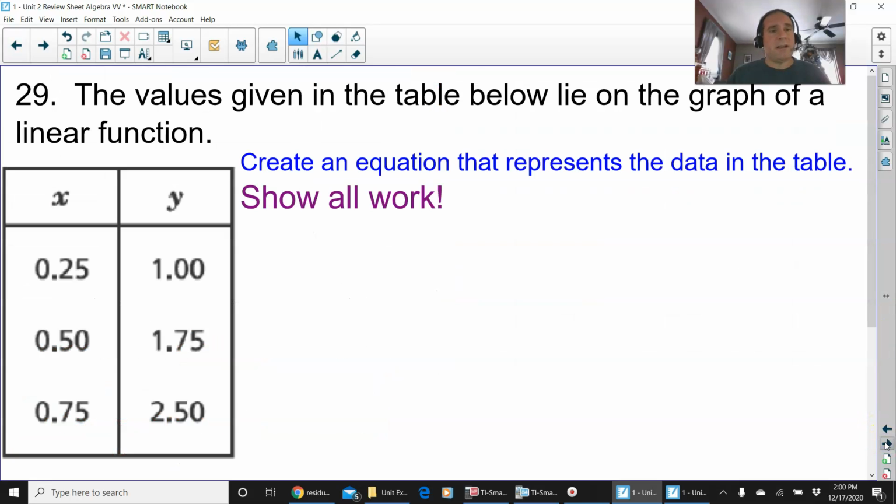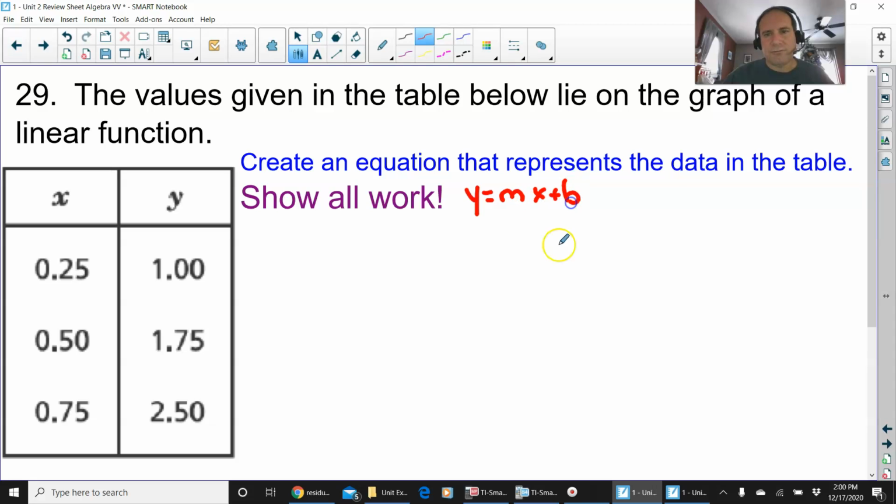All right, number 29. The values given in the table below lie on the graph of a linear function. Create an equation that represents the data in the table. If we have to create an equation, we know that we have y equals mx plus b. I'm going to do this in two ways. The first way we showed you live in class. We need the slope and the y-intercept.